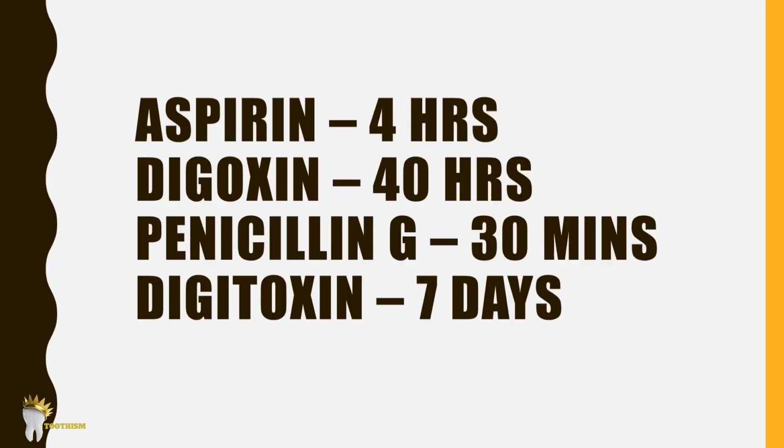Let's look at the half-life of some important drugs. So for aspirin it is 4 hours and for digoxin it is 40 hours. Such a huge difference. For penicillin G it is only 30 minutes. For digitoxin it is 7 days. Wow, it takes 7 days for 50% of digitoxin to be removed from the body. Interesting, isn't it? So guys, that's about the kinetics of elimination.